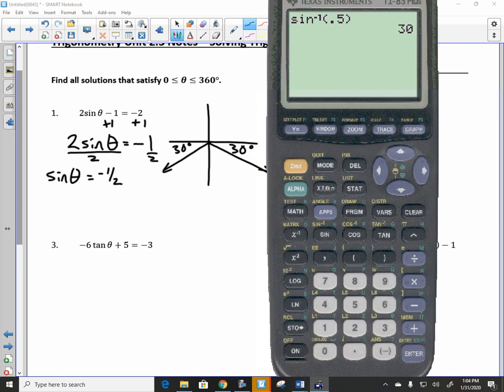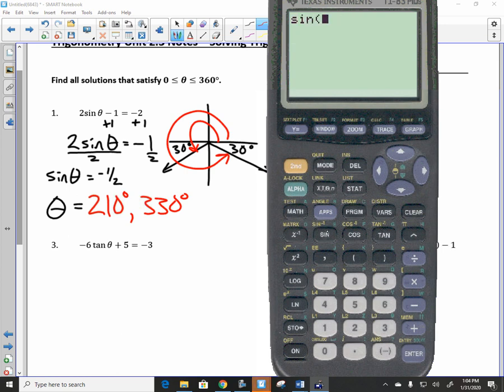But those are just reference angles. If those are just reference angles, who can tell me what is this angle right there? Good, 210 degrees. And that angle is 330 degrees. So if I type in sine of 210, you can see I get negative 0.5. And sine of 330, I get negative 0.5.